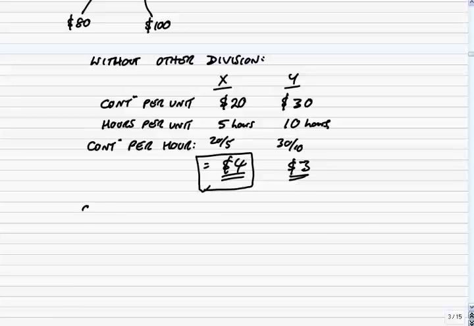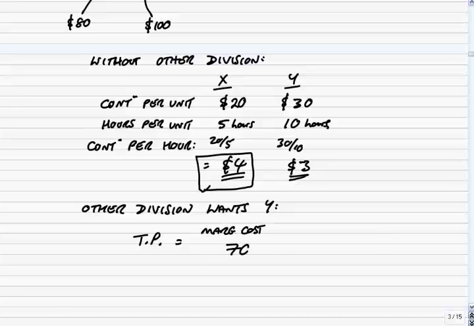However, there is the other division. The other division wants Y. Well, obviously we can produce Y. No problem. But the trouble is, every unit of Y we make is stealing some labour, labour that we would have been using to make X. And so, how much do we need to charge? Well, whatever happens, we need to cover cost. The marginal cost of Y, check the question, is 70. We have to charge more than cost.